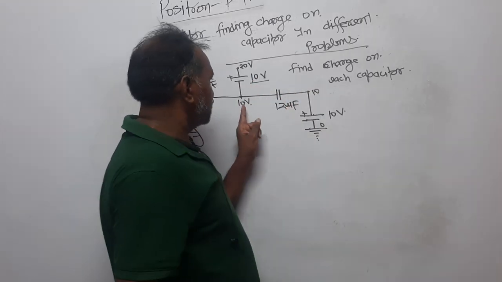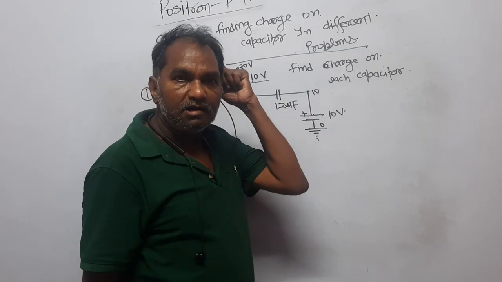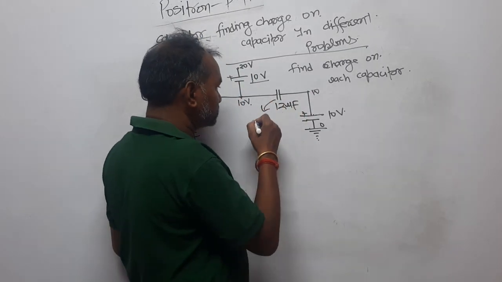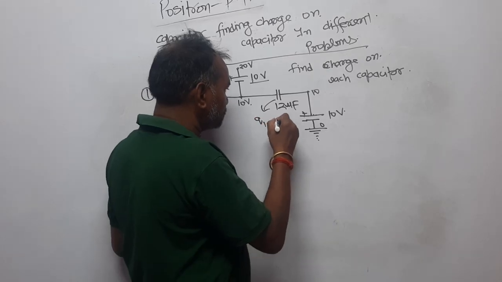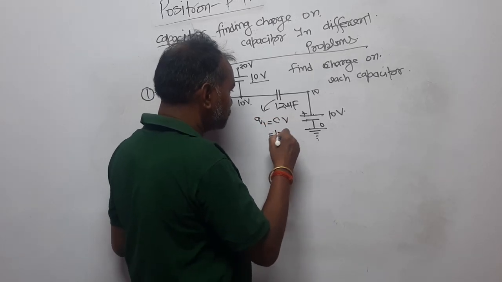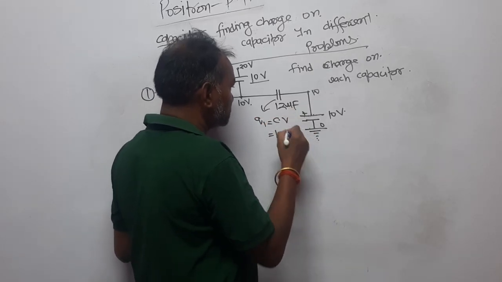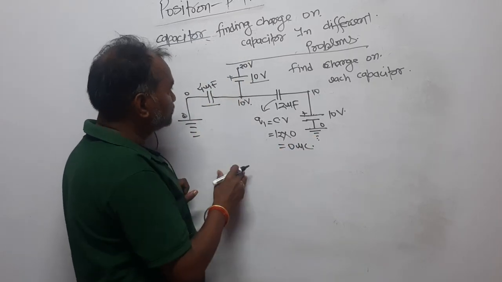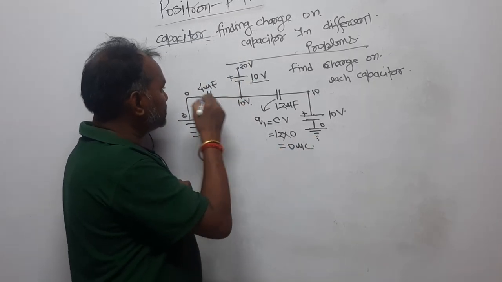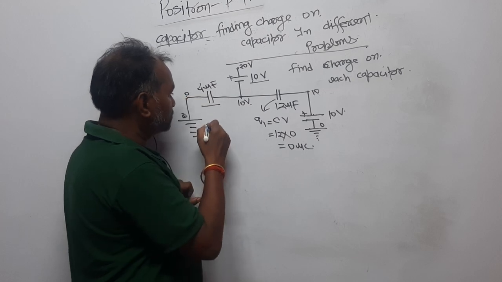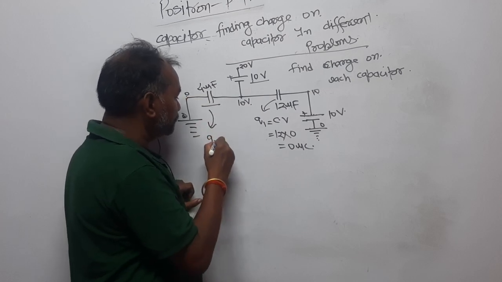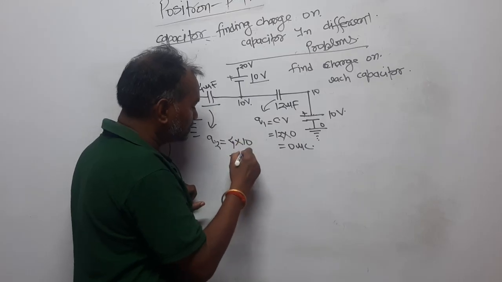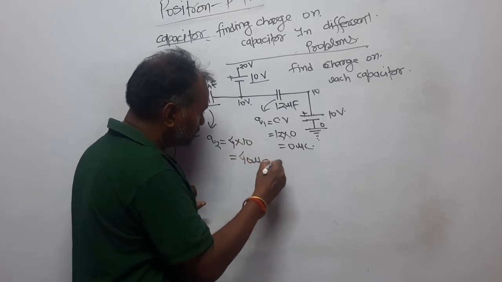Now look here, 10 volt minus 10 volt is what? 0 potential difference. So here the charge Q1 is equal to C into V. C is 12 microfarad and V is 0, so it is 0 microcoulomb. Now dear student, this has the potential difference 10 minus 0, 10. So Q2, the charge on 4 microfarad, will be 4 into 10, that is 40 microcoulomb, right?